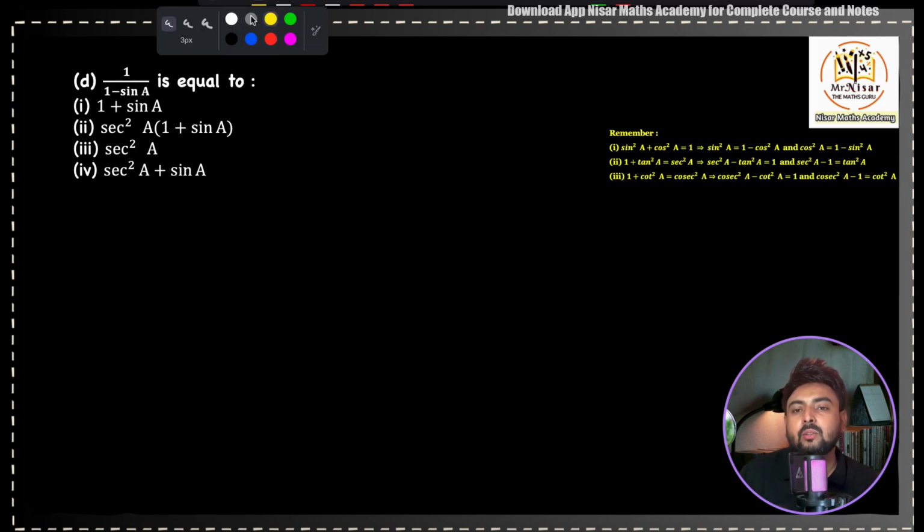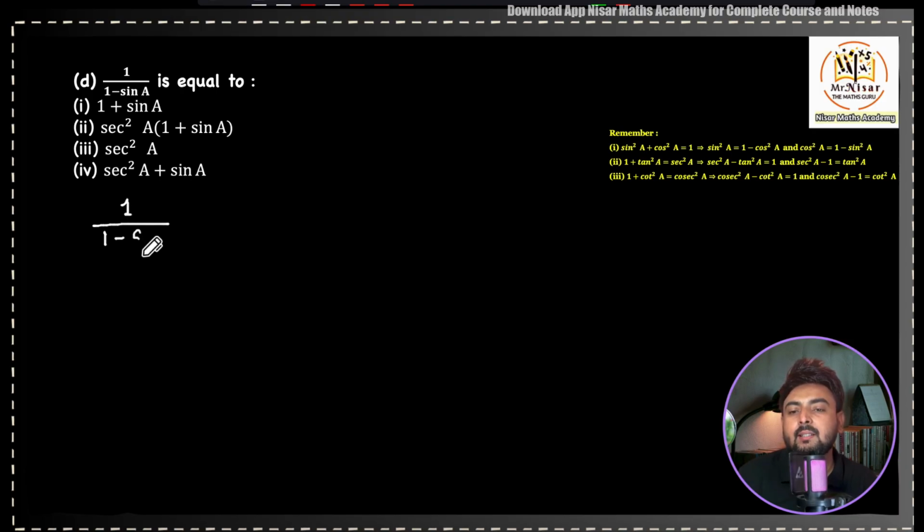Here in the next question we have 1 upon 1 minus sine A. Whenever you have such a question, I have explained what you should do. You should rationalize it. How to do rationalization? Take the conjugate of the denominator. If 1 minus sine A is there, you should multiply the numerator and denominator by 1 plus sine A. This is called rationalization.